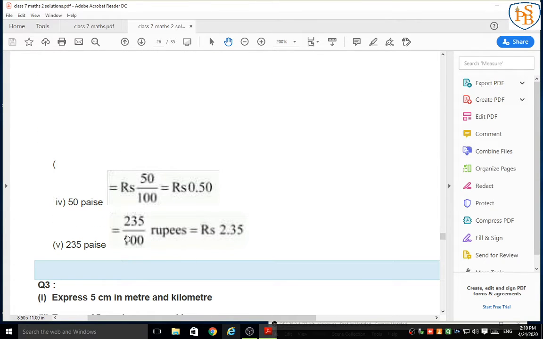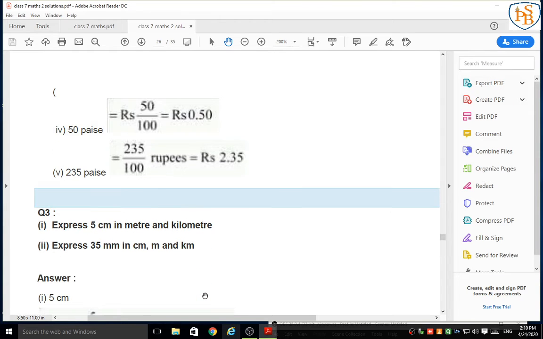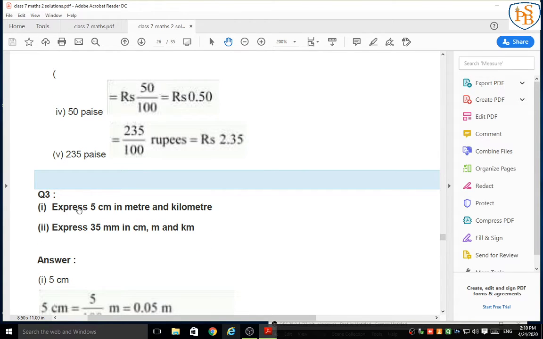50 paise, that means 50 upon 100, so 0.50. 235 paise, that means 235 upon 100 rupees, that means 2.35. Now the third question: express 5 centimeter in meter and kilometer.